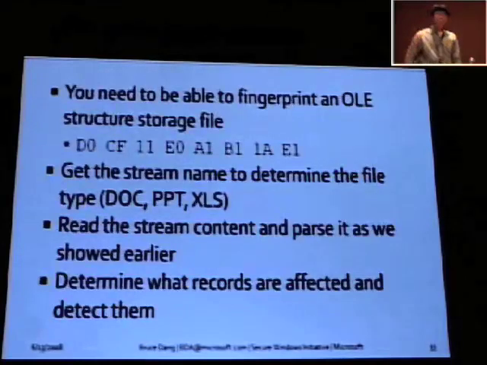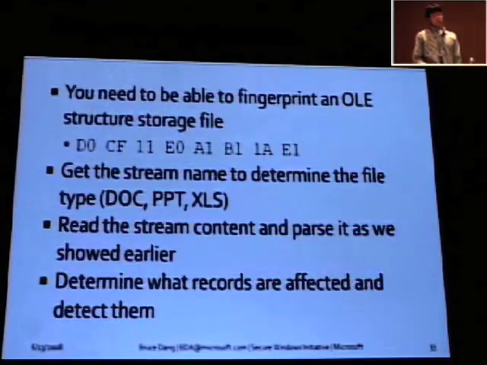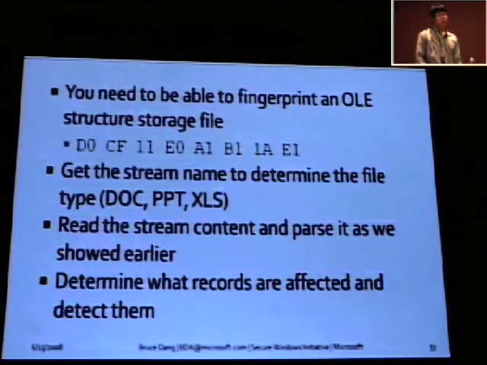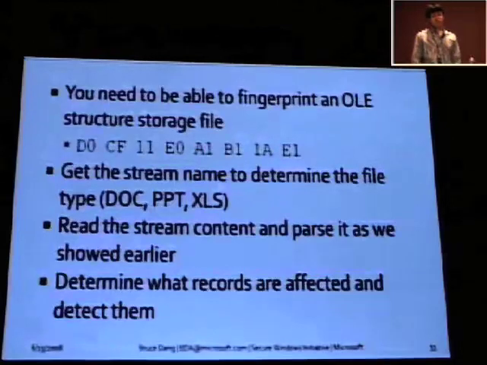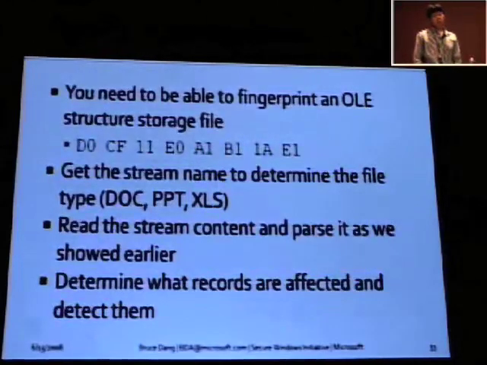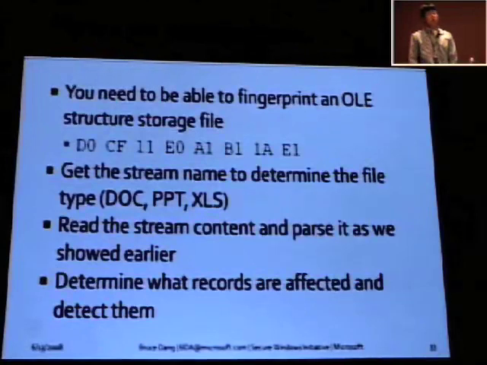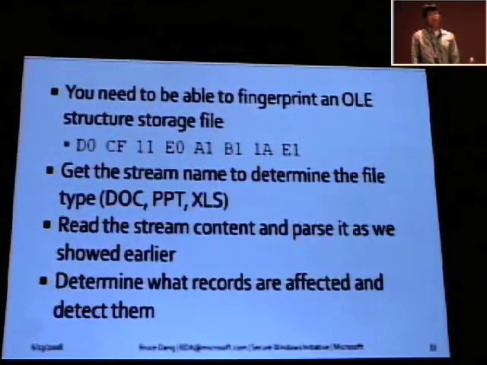Basically, if you do generic detection, you get a lot of false positives. In order to get very accurate detection, you need to figure out what BIFF records or what PowerPoint containers and atoms are affected so that you can detect the bad values, to be more accurate and not have false positives.